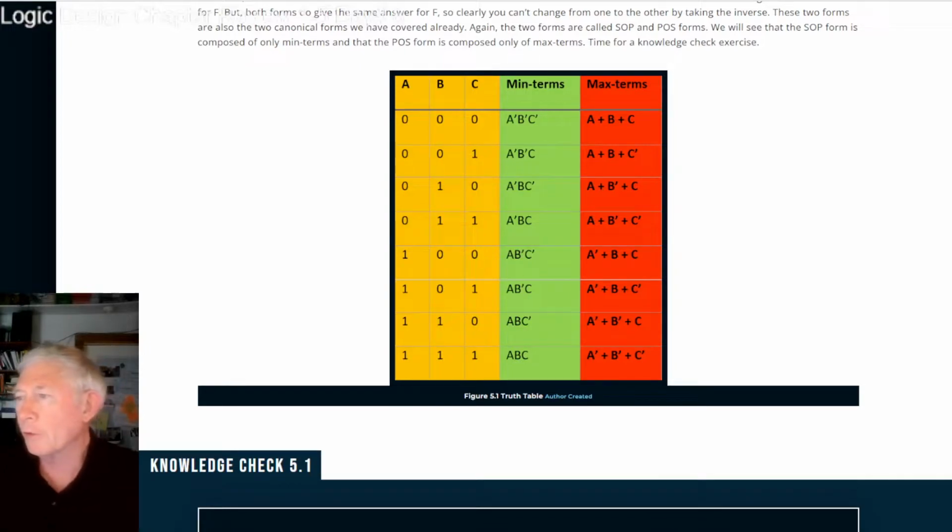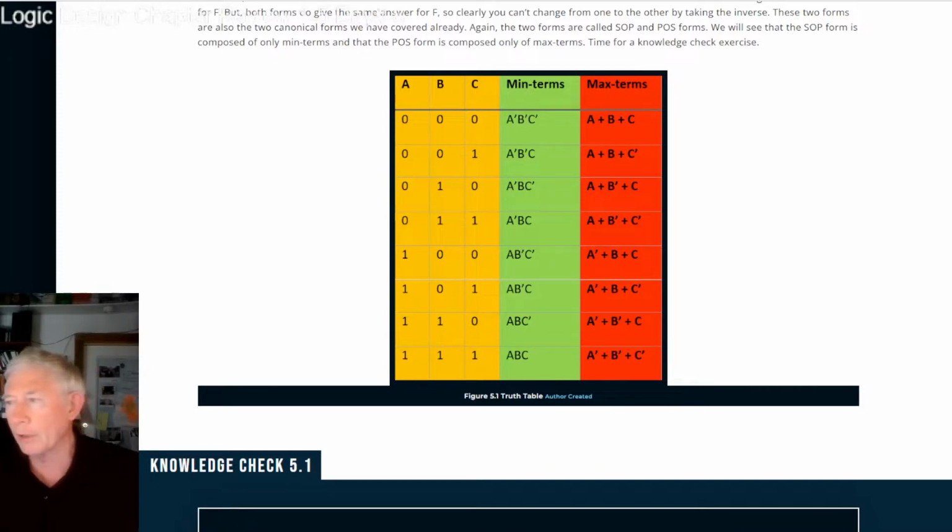For the first row, remember we have a min term and a max term. Don't be confused about this. The min term and the max term for each row do not equal each other. They are the inverse. But our min term and max term solutions are equal to each other.